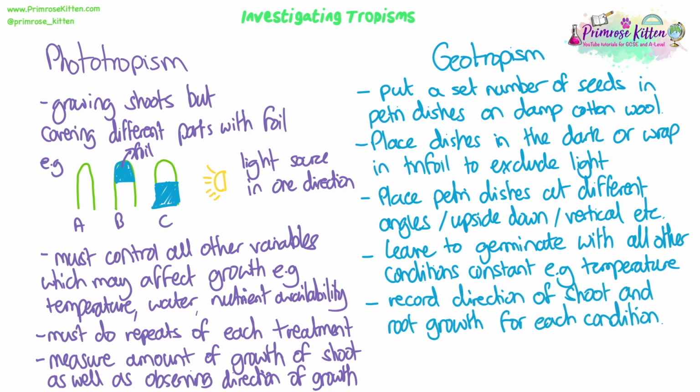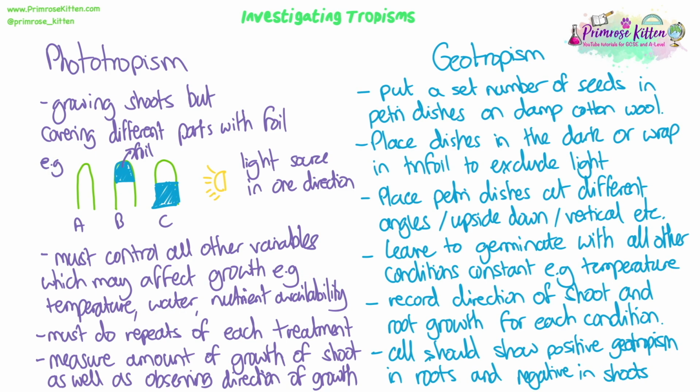After a set amount of time, you need to record the direction of shoot and root growth for each condition. All should show positive geotropism in their roots and negative geotropism in their shoots, regardless of the angle they were grown at.